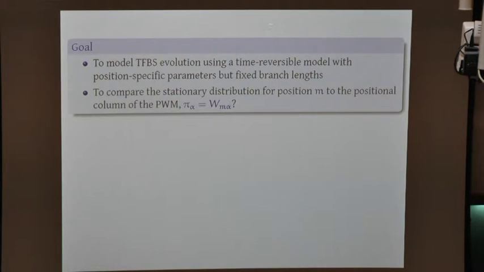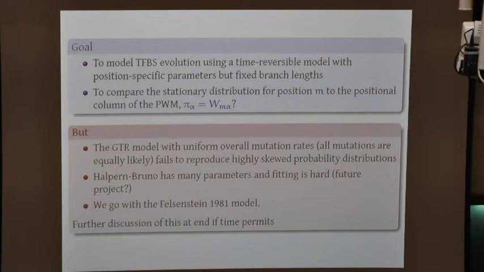So the goal is to model it using a time-reversible model with position-specific parameters and fixed branch lengths. That is, we are taking a tree as given, and then calculating the stationary distribution at each position. Now, the GTR model that I mentioned earlier, it turns out if you make the assumption of uniform overall mutation rates, that is, you assume that every nucleotide is equally likely to mutate with a rate mu, and it's only what it mutates to that differs, then this model cannot reproduce the sort of skewed nucleotide distributions you get in a position weight matrix. So if I have time at the end, I'll go through a quick proof why.